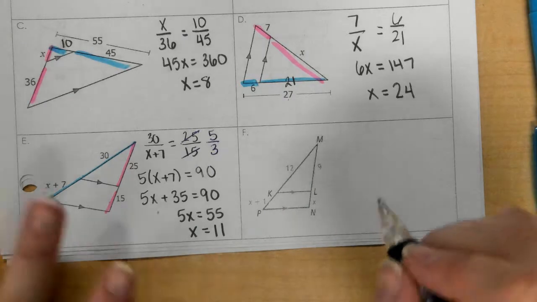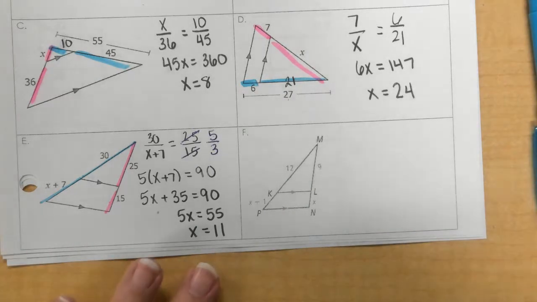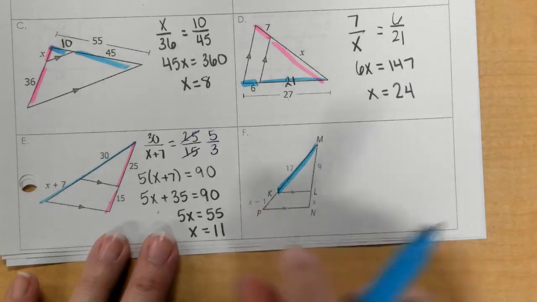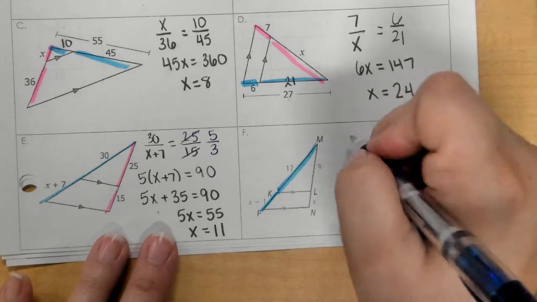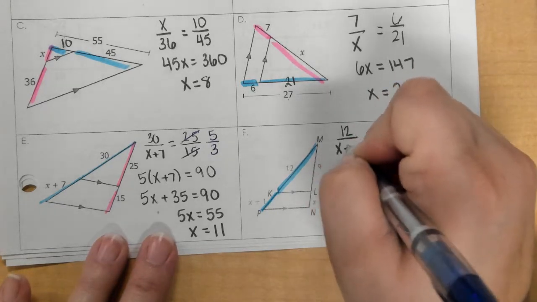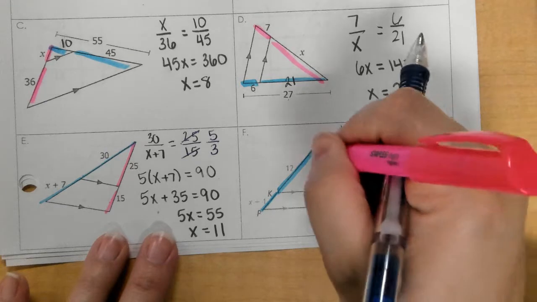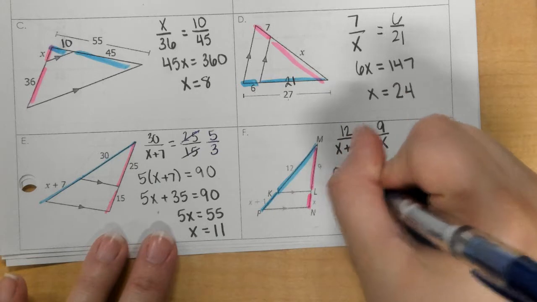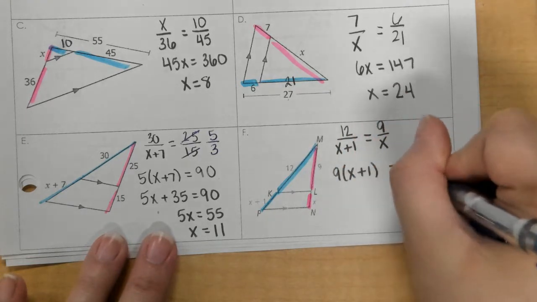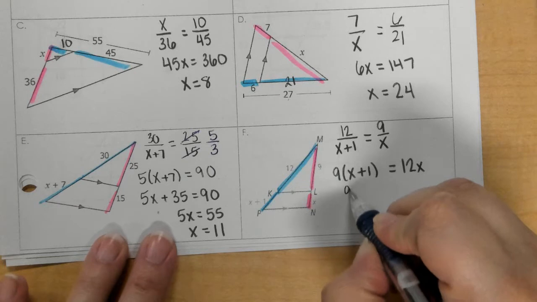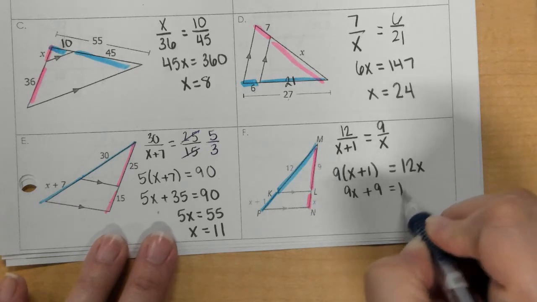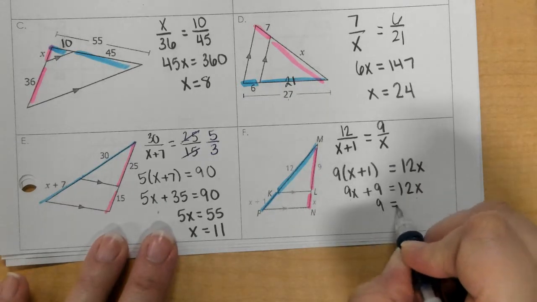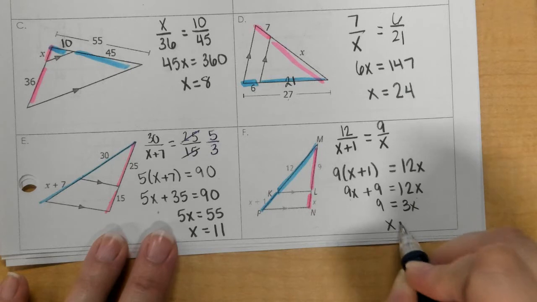Okay, the last example for this particular theorem, I would say 12 over x plus 1, and then 9 over x. So 9 times x plus 1 equals 12x. Because you have variables on both sides, I would bring this variable over here by subtracting it and getting 3x. So x is 3.